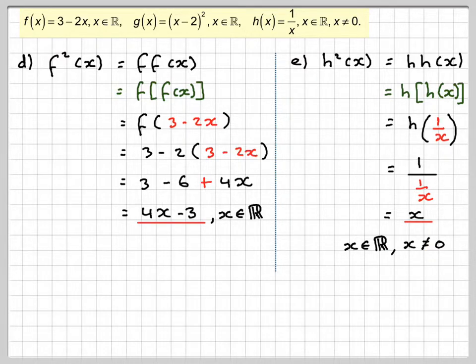Okay, so this has been a video to show you how to do composite functions. Just remember, to do a composite function, you need to remember that the range of the first function must be in the domain of the second function.